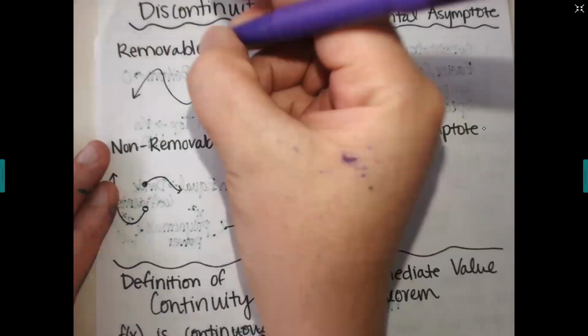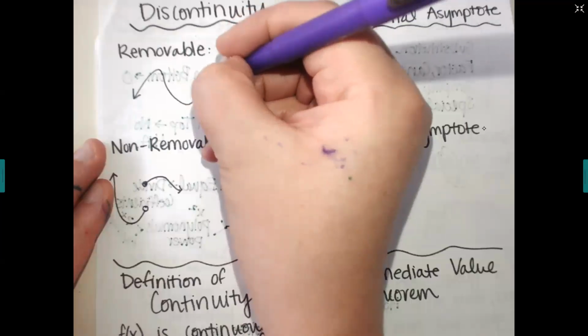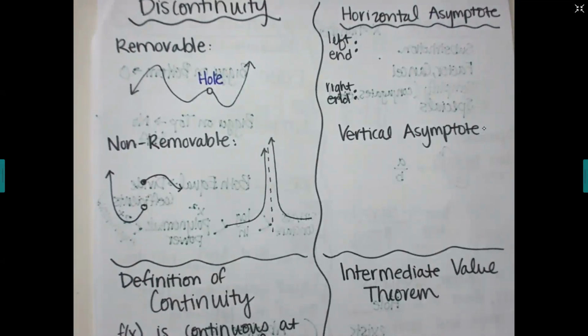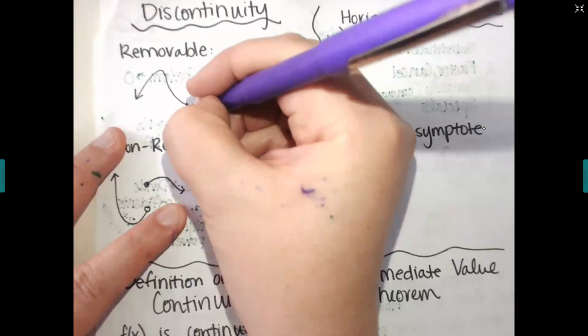All right, so a removable discontinuity is also a hole. But remember, they're gonna call it a removable discontinuity. Hole's what it looks like, but remember that for that, your limit still exists.